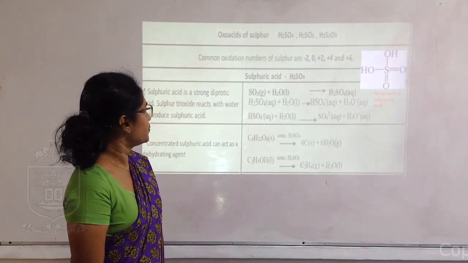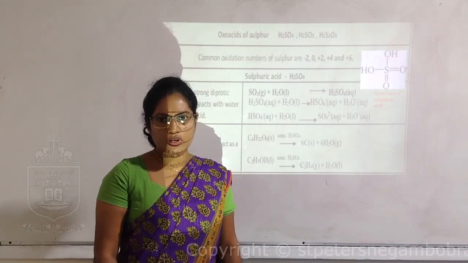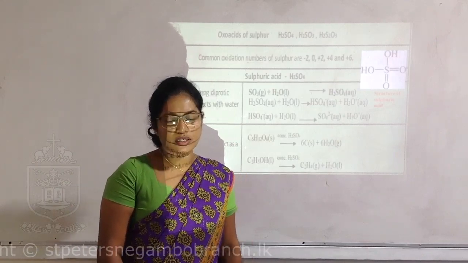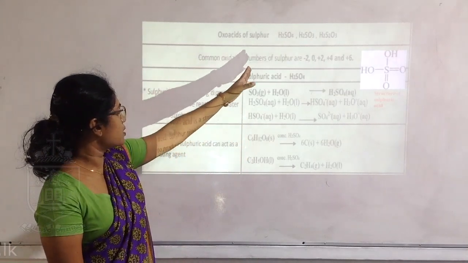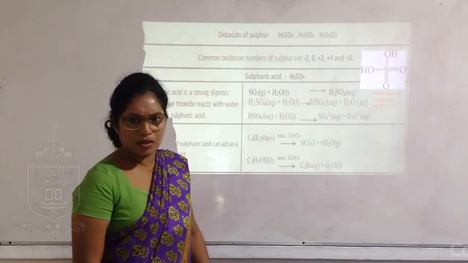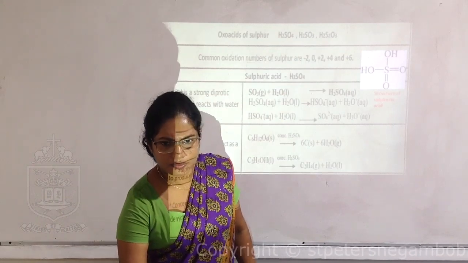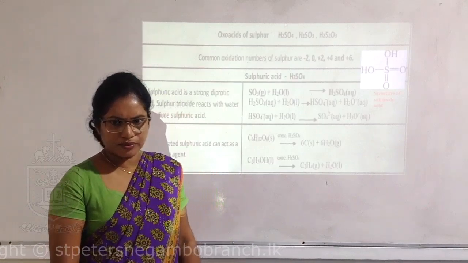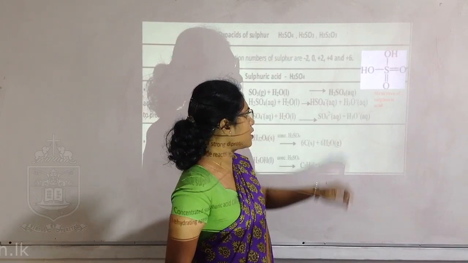Then at last we have to consider the oxo acids of sulfur. There are three types of oxo acids: sulfuric acid, sulfurous acid and thiosulfuric acid. And first let's take sulfuric acid. This is the structure of sulfuric acid.